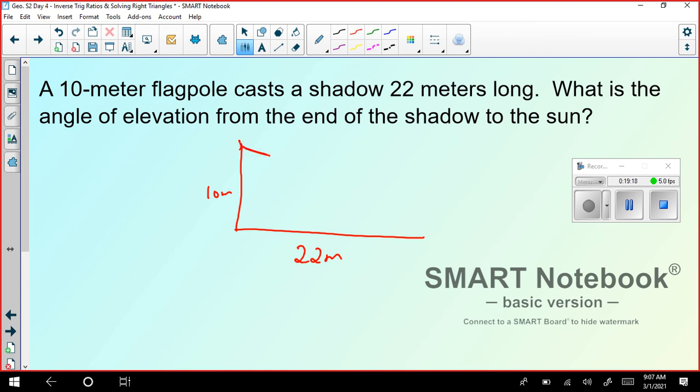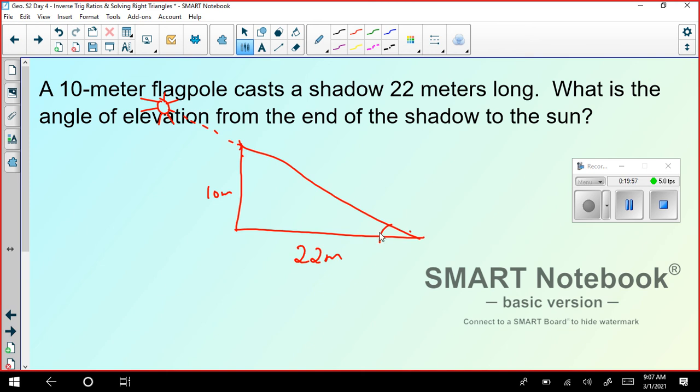They are actually asking us this particular angle of elevation, because the sun is going to be located in this direction. They can say from the top of the pole to the end of the shadow, or from the sun to the end of the shadow. Both are the same. So we can take from this point to this point. This is your angle of elevation, because elevation should be above. I need to find this particular angle.